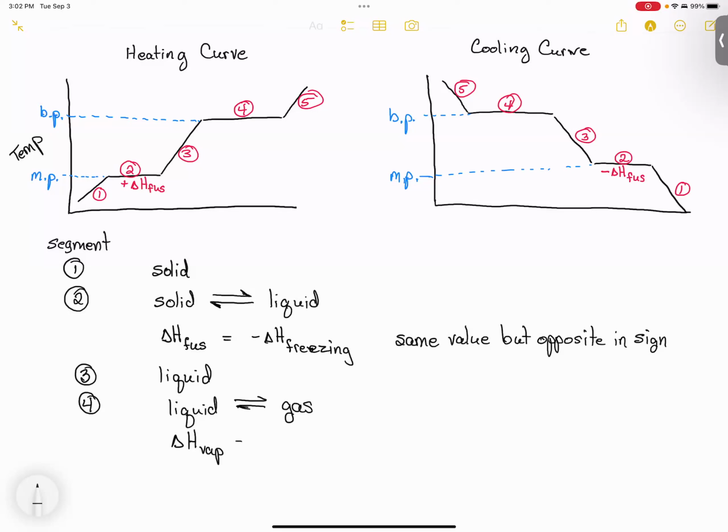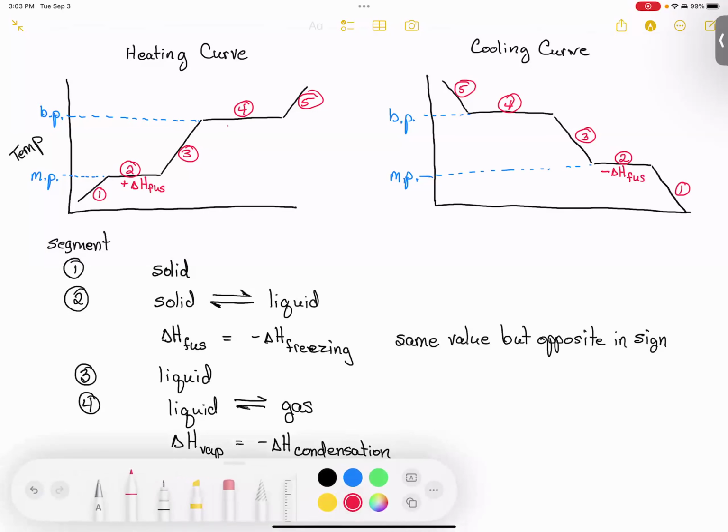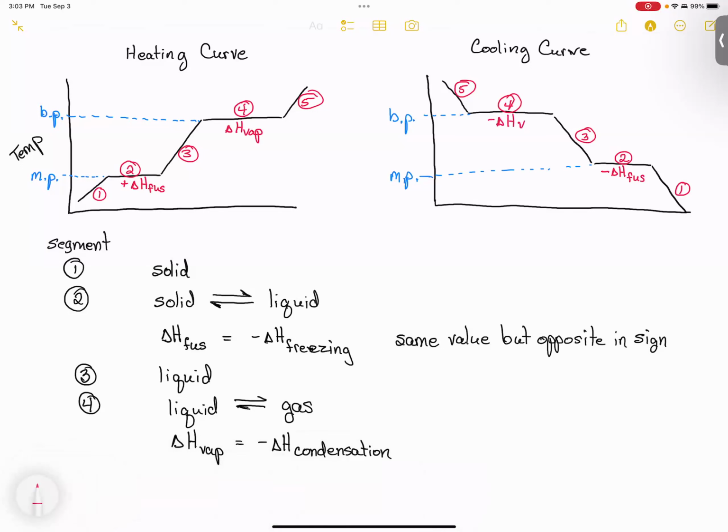The delta H of vaporization is the same as the negative of the delta H of condensation. Again, you're going to use the delta H of vaporization for both the heating curve and the cooling curve. The only difference will be what the sign will be, and that is based off of whether you are absorbing energy or giving off energy.